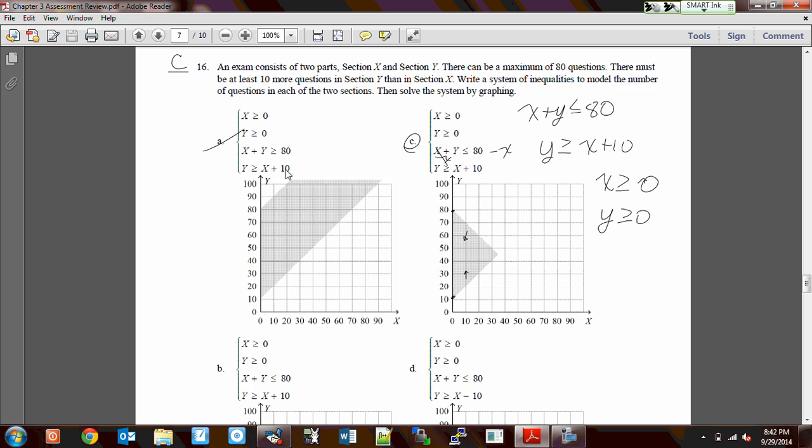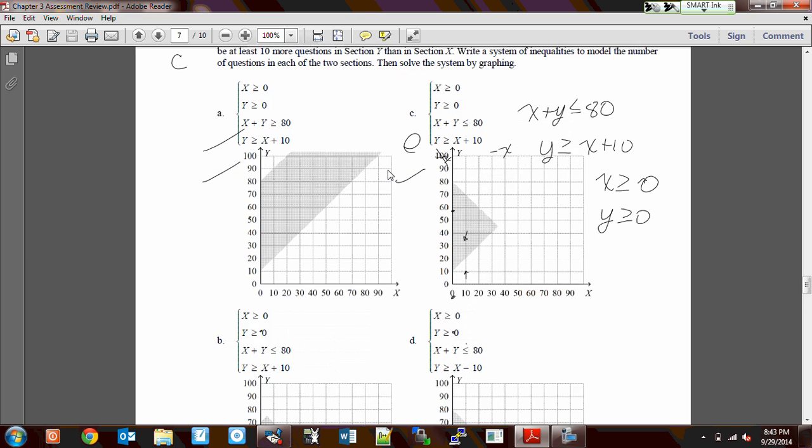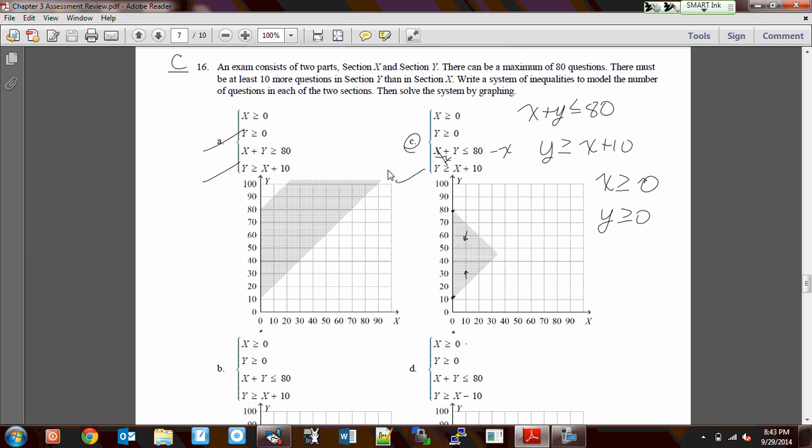But let's verify these 2 to make sure they're wrong. All right, well, if we look here, we don't have a y-intercept of 10. Okay, we don't have a y-intercept of 10, so that one's out. And here, we have an x-intercept of 10, but we don't have a y-intercept of 10. So therefore, we ruled that one out as well. So the only possible answer for number 16 is C.